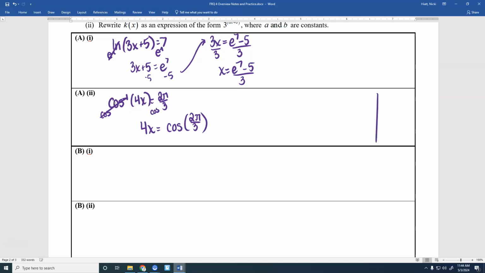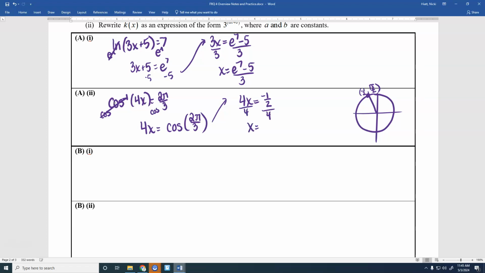What I like to do is sketch out a little unit circle here. Think about where 2 pi over 3 is. It's right here. What are the coordinates at that point? Negative 1/2, square root of 3 over 2. And so cosine is your x or your y coordinate? It's x. So we're just getting 4x equals negative 1/2. What's the last thing we need to do here? Divide by 4.